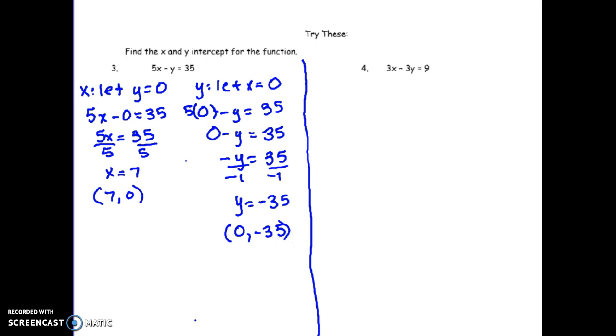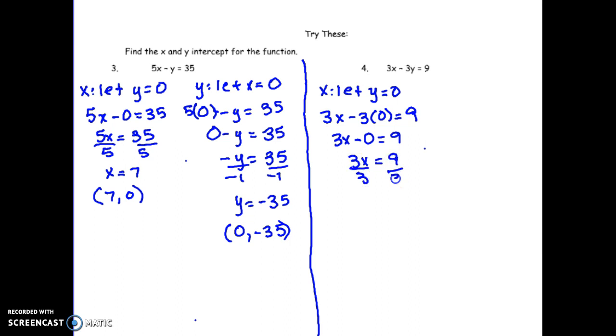All right, looking at number 4. My x-intercept, again, let my y be 0. All right, so I've got 3x minus 3 times 0 equals 9. 3x minus 0 equals 9. 3x is going to be equal to 9. I divide both sides by 3, and my x is equal to 3. So my ordered pair is 3, 0.